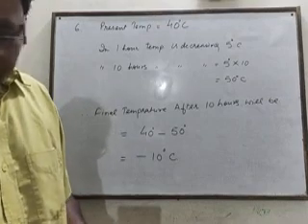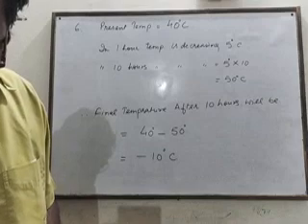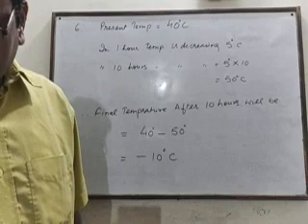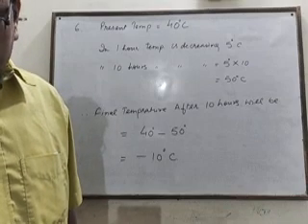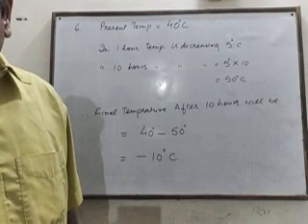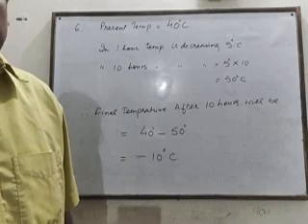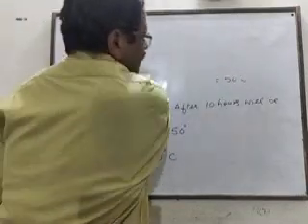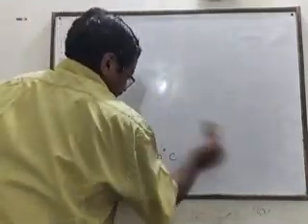Now question number 7. In a class test containing 10 questions, 5 marks are awarded for every correct answer, minus 2 marks are awarded for every incorrect answer, 0 for question not attempted. 5 marks will be given for the correct answer, minus 2 marks will be given for incorrect, and 0 will be given for not attempting.